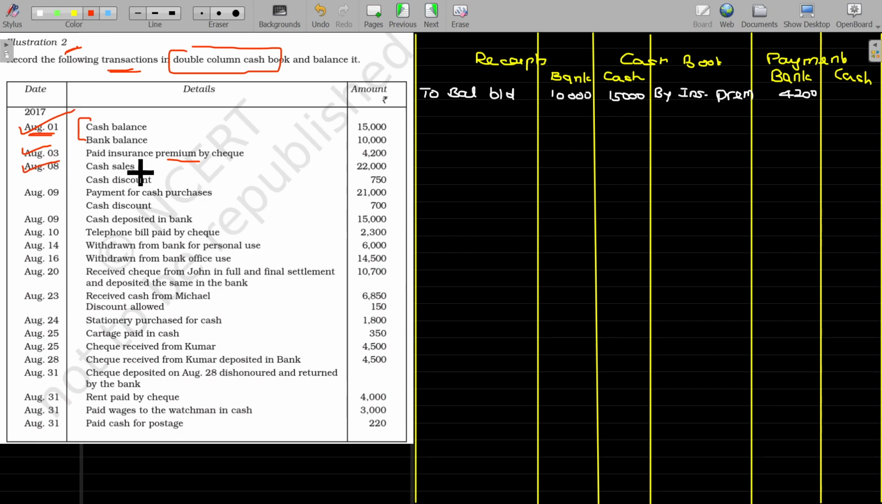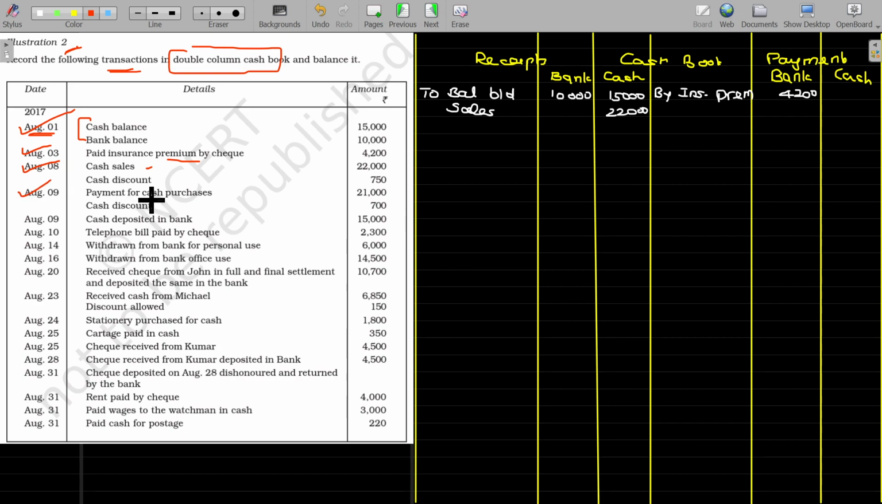On 8th August, cash sales 22,000 rupees and cash discount 750. I'll put the value of cash sales here. Receipt side, sales, the value being 22,000 by way of cash. Don't worry about the discount now, because we confined our preparation with the bank and cash column only.